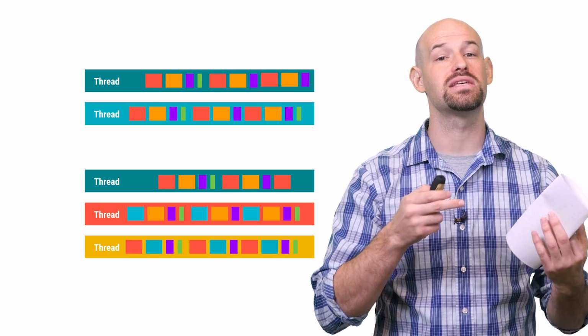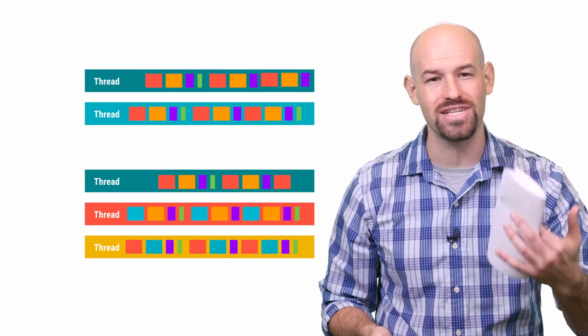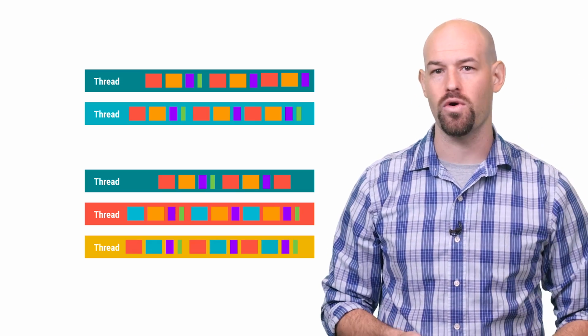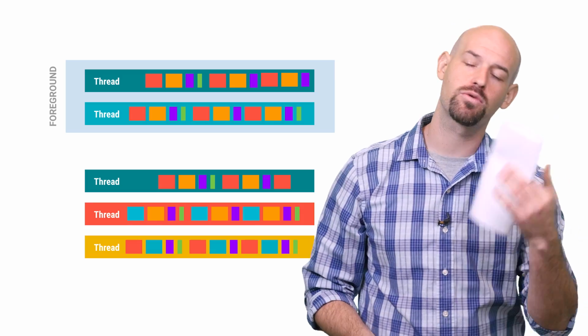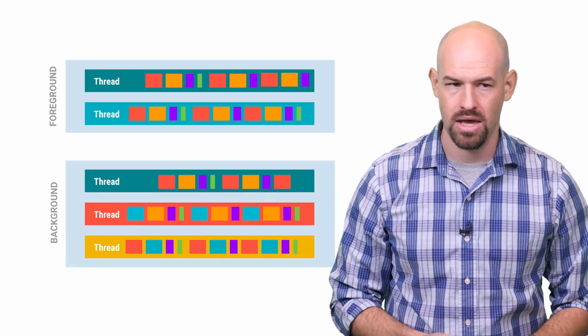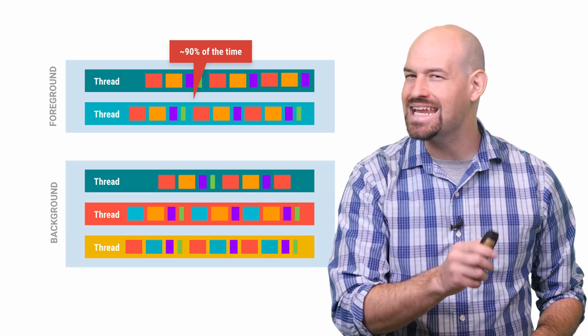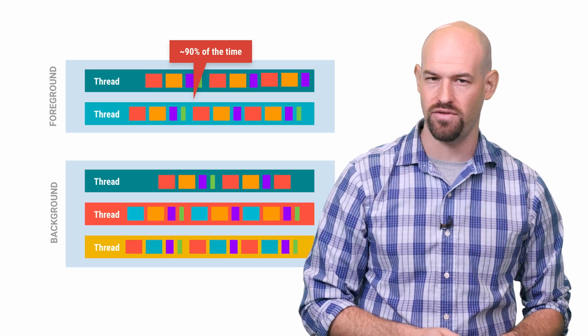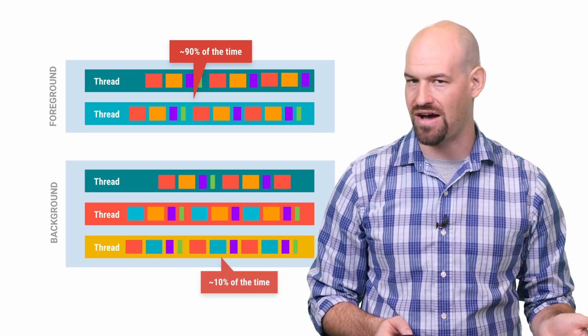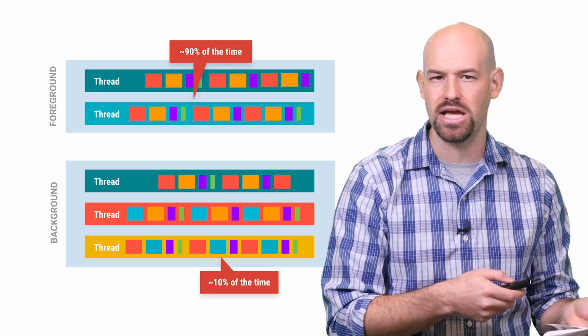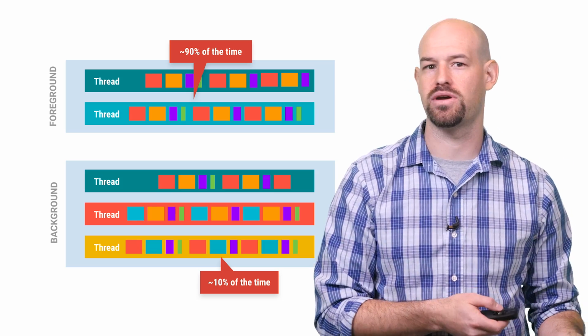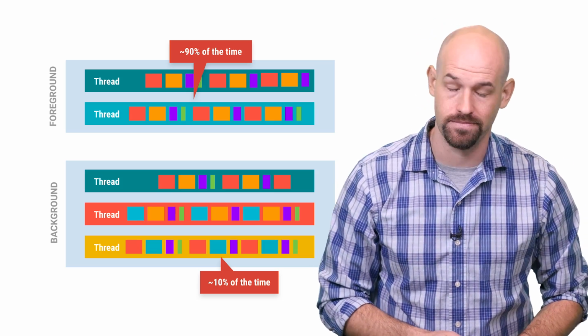Firstly, Android assigns thread priority based on the lifecycle activity state of your app. Active and visible apps are assigned to the foreground group, where the rest are assigned to the background group. And threads in the foreground group get about 90 to 95% of total execution time for the device, where the background group only gets about 5 to 10%, which of course makes sense, right? I mean, visible applications on the screen should get more processor allocation than apps which aren't visible.